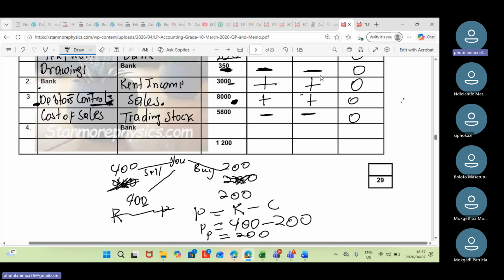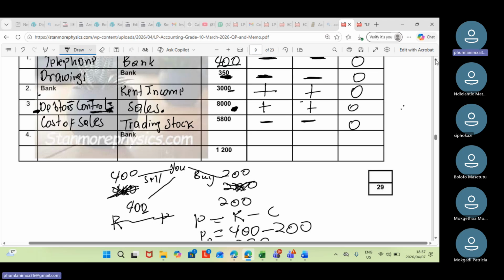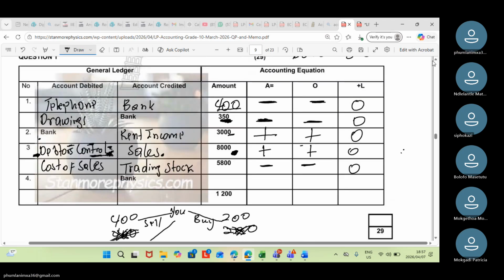Paying a loan, guys, liability. Liabilities, they decrease on the debit side. Whenever we're paying a loan or whenever we're paying any liability, that liability will be the account to be debited, because liabilities, they decrease on the debit side.